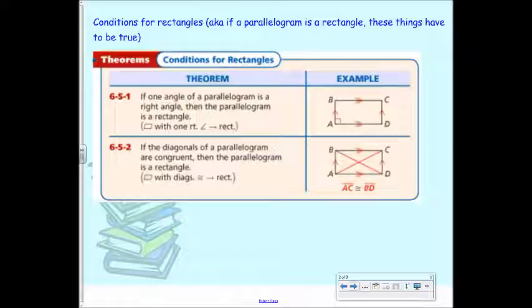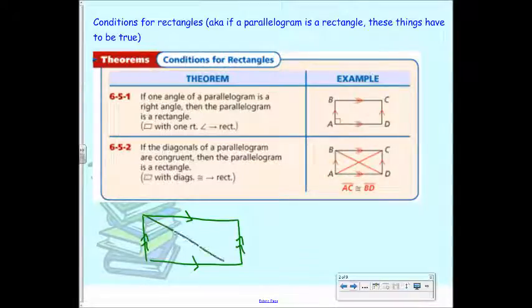So if I give you this shape right here, is that a rectangle? Yeah or no? Yes? Okay, how come? The diagonals are equal to each other. This one is 2 congruent pieces, and this one is 2 congruent pieces, so they would be the same. So yes, this is a rectangle. All right?